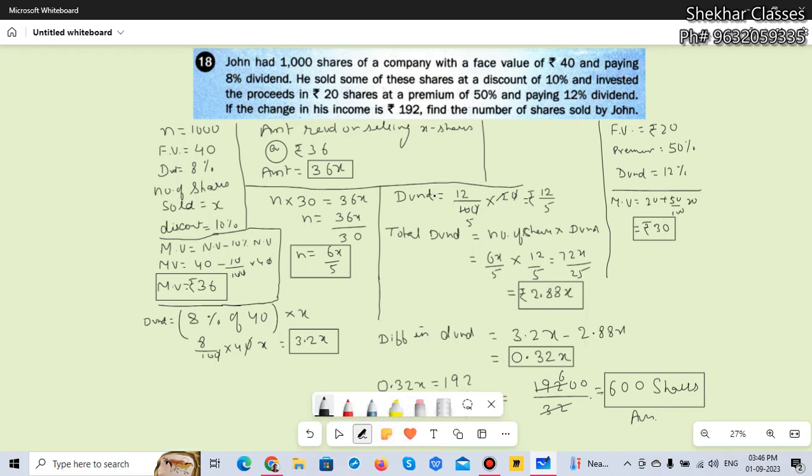Fine. Hope you have understood how to do it. First, because we did not know the number of shares sold earlier, we take it as x. We find out the dividend, we find out the dividend from the other company, and then get the difference, and that difference has to be equated with 192, and you will get the answer.